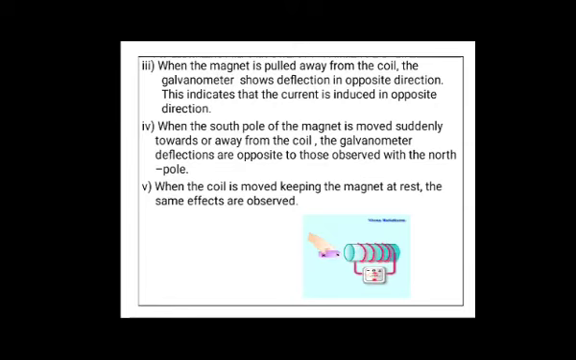You can see here in the experiment, when the magnet is moved inside the coil, you get one deflection in the galvanometer. When it is moved away, the deflection shows in the opposite direction of the previous one. Okay, I hope it is clear.